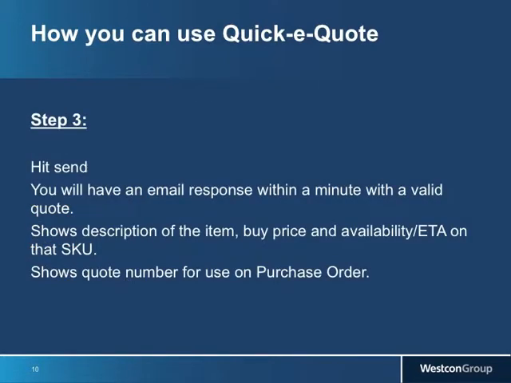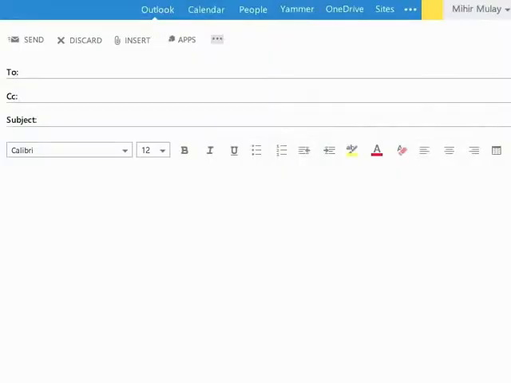Step 3. When complete, simply hit the send button and within a minute, you'll receive an email response with a valid quote. This will show the description of the item, reseller's buy price, and the availability or ETA on that SKU. The Quickie Quote email will also show a quote number which you can reference on your purchase order for speedy processing. Now let's go through a demonstration of the above steps.